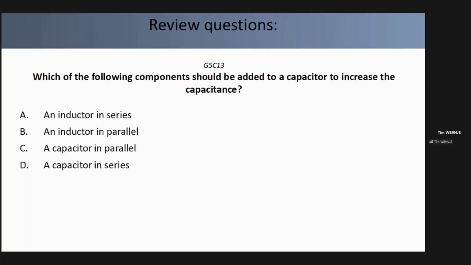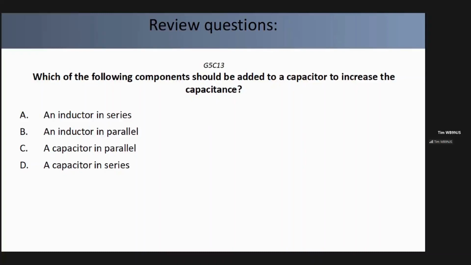Which of the following components should be added to a capacitor to increase the capacitance? We talked about these components, and you can connect in series and parallel, and different things behave different ways. But you're trying to increase the capacitance, so you can rule out the first two answers right away. You're not going to put an inductor in there in any combination with a capacitor to change the capacitance.